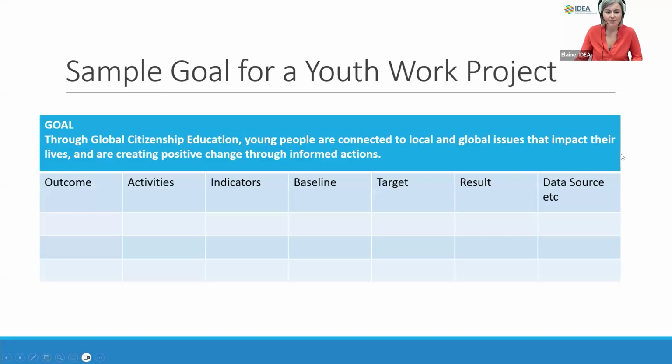And then we just give a sample goal here. This is in a youth work setting, so in a non-formal education setting. And the goal that we've articulated here as an example is that through global citizenship education, young people are connected to local and global issues that impact their lives and are creating positive change through informed actions.